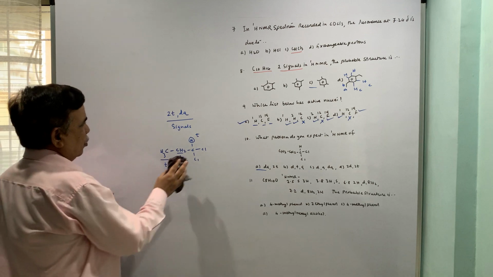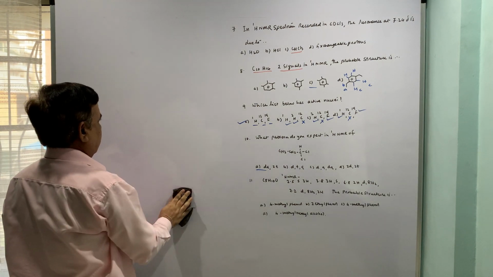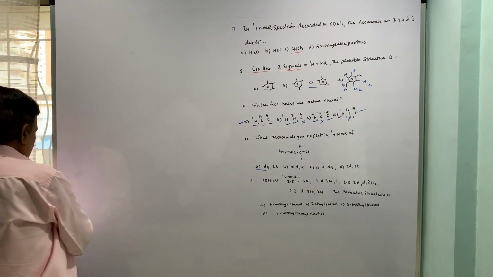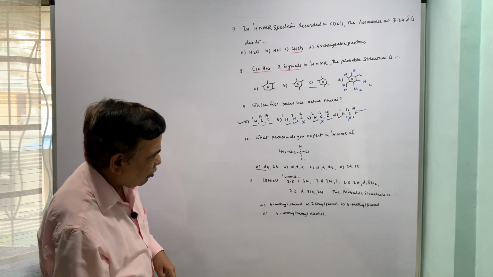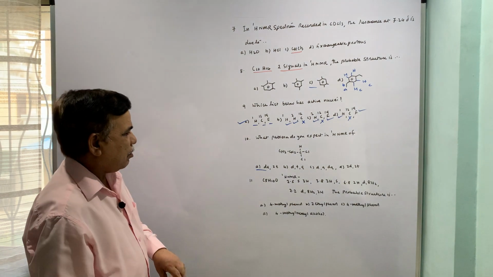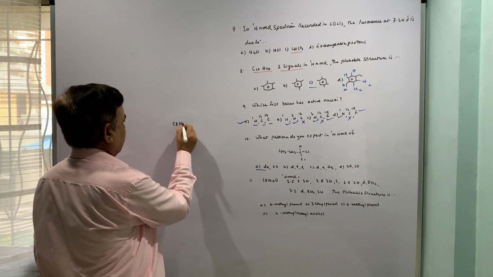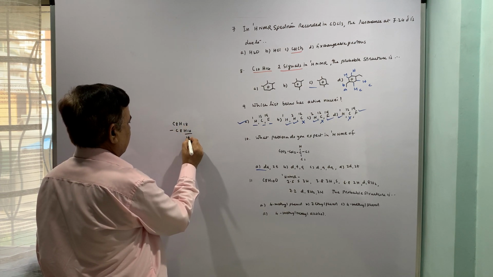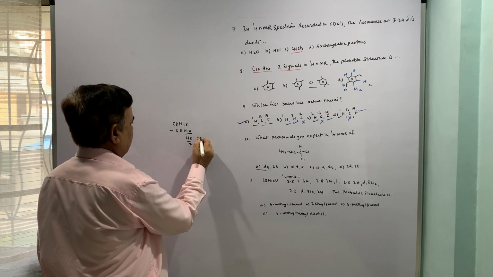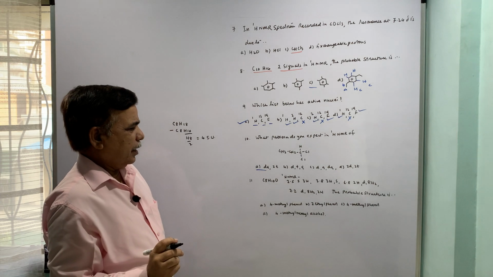Next example, C8H10O. C8H18 minus C8H10, 8 hydrogens are missing. I will just quickly write it here. 8 hydrogens are missing, 4 degrees of unsaturation. So, we can think of aromatic ring here.